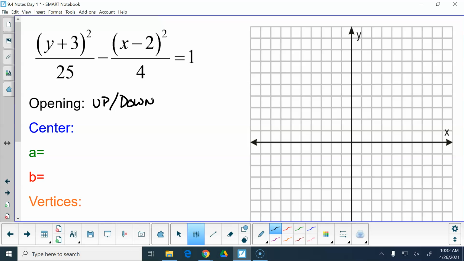Okay, where's the center? 2 comma negative 3. Do we all agree with 2 comma negative 3? Okay. Again, just like with parabolas from a couple weeks ago, h goes with x, k goes with y. So they might be in reverse order in these cases. Okay. Love it. We can put that on our graph, 2 comma negative 3.